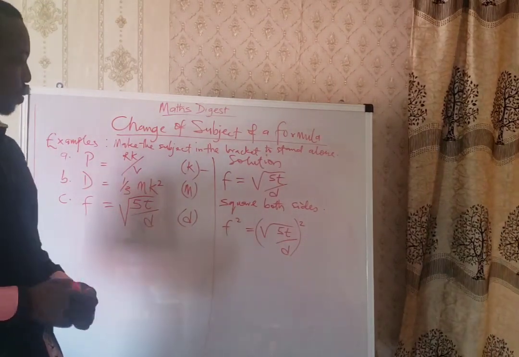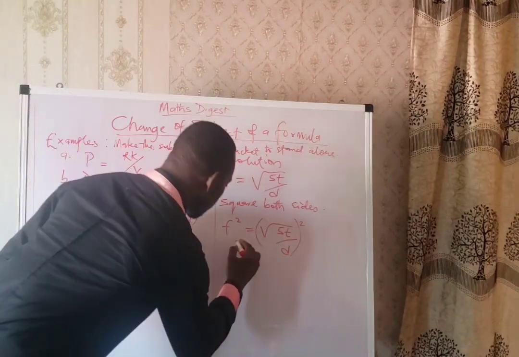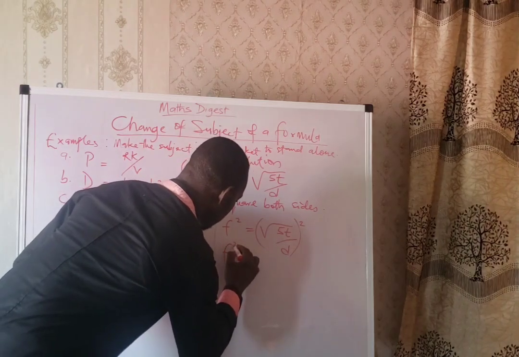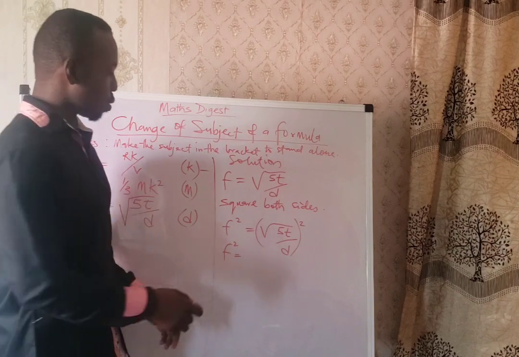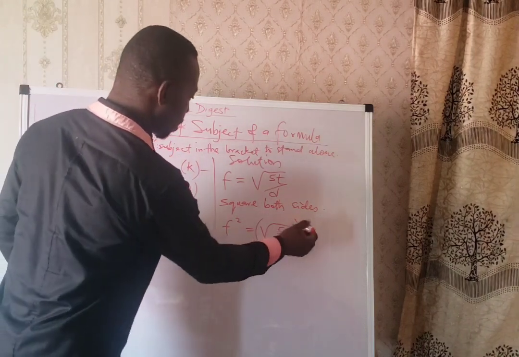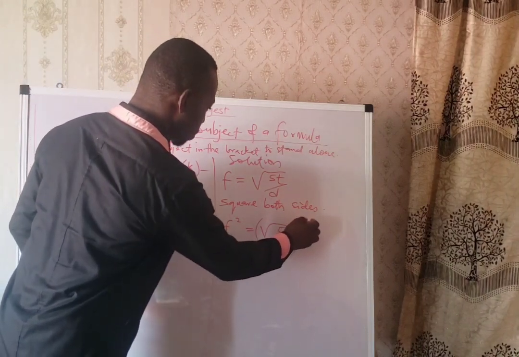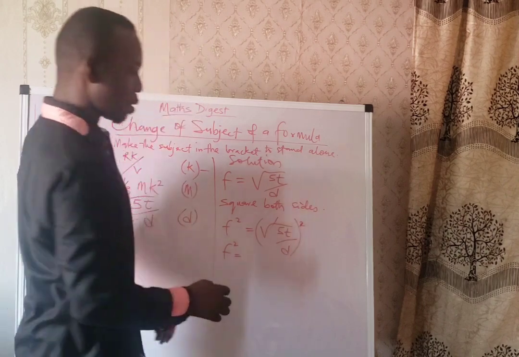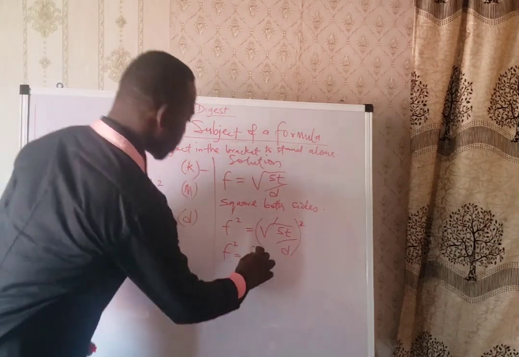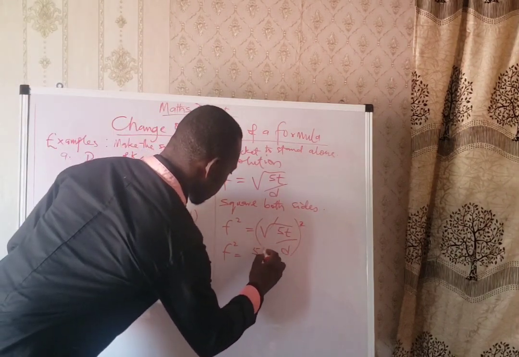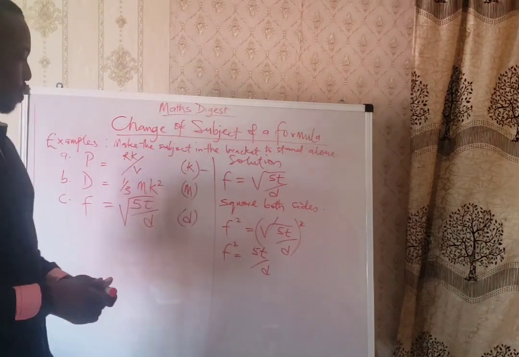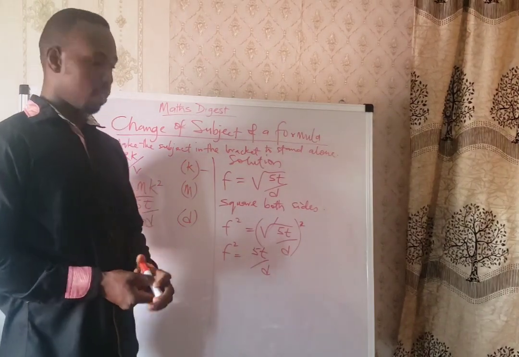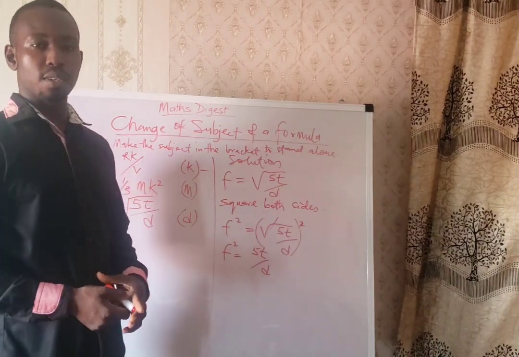So at this point now, we have f squared equal to, here this we cancel itself, cancel this square. We have 5t over d. Viewers, at this point, I will leave you to complete the remaining one.